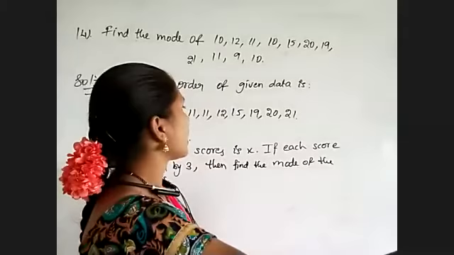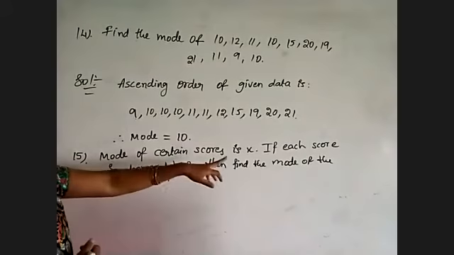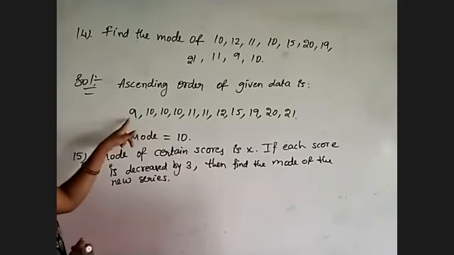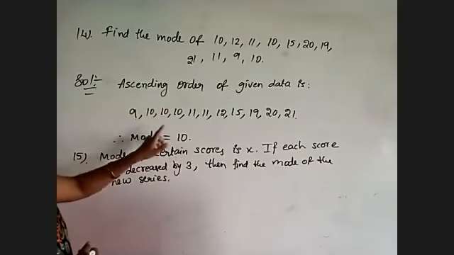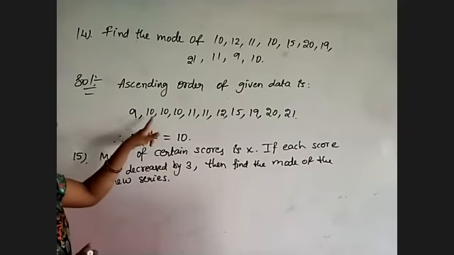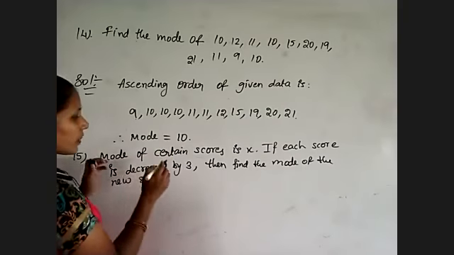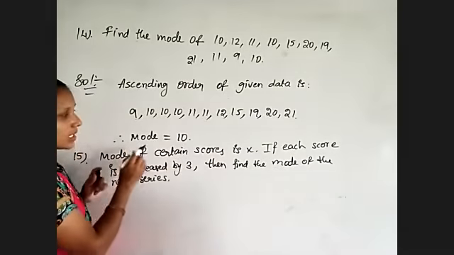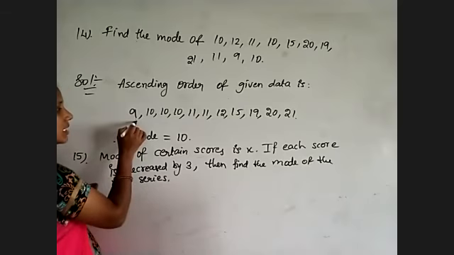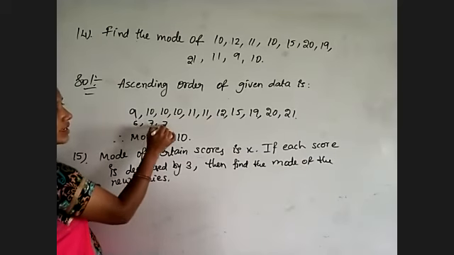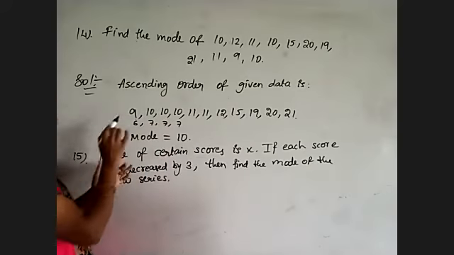For suppose, let those observations be this one only. And they mention that each score is decreased by 3, means 9 minus 3 is 6, 10 minus 3 is 7, 7. See, whatever thing we are doing, if we change each number by the same amount, it is decreased by that many. Here they mentioned that it is decreased by 3. So for this data, 10 is the mode. 9 decreased by 3 gives 6, and 10 minus 3, 10 minus 3, 10 minus 3 gives 7, 7, 7. So I am taking this as an example.